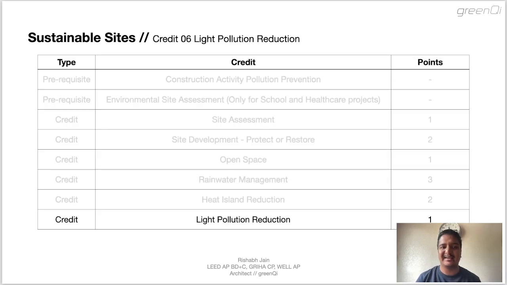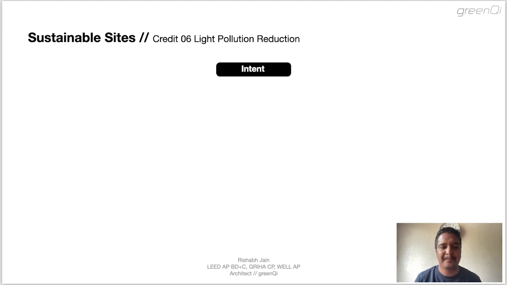The last credit is light pollution reduction. Yeah, you made it to the last credit. Pat yourself on the back. This is a fairly small credit, so let's begin with the intent of the light pollution reduction credit.